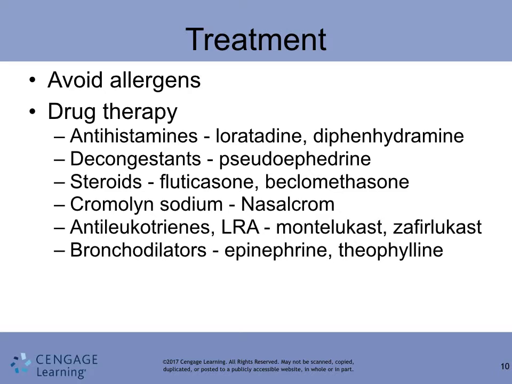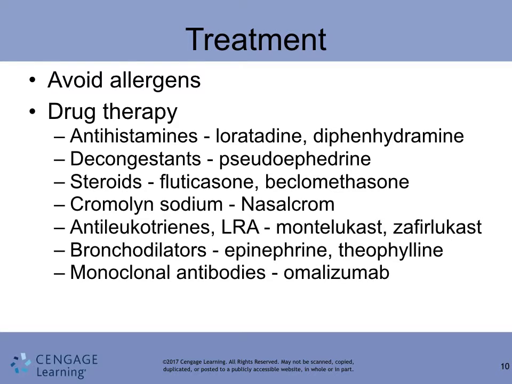You have to have pretty nasty allergies in order to have a bronchodilator prescribed to you. Another one is monoclonal antibodies. It's called omalizumab, also known as Xolair. Again, this is where we're looking at going down to the antibody level. And this actually works on IgE itself and keeps IgE from working.